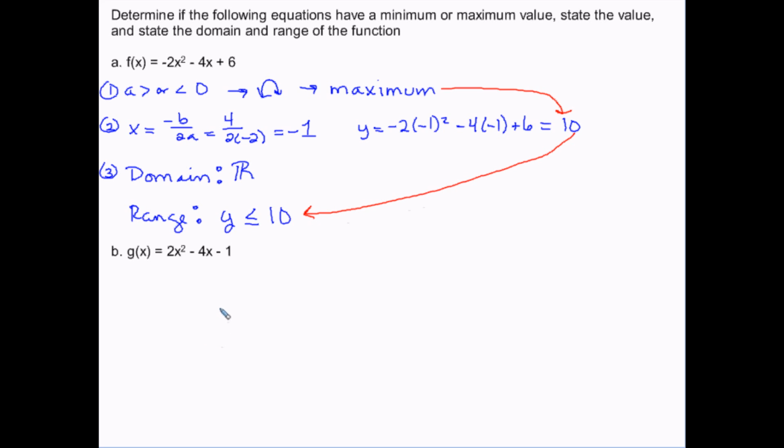Okay, your minimum or your maximum determine your range. So let's do the next one. Again, our first step is a greater than or less than 0. A is greater than 0. So we're going to open upward. So we're going to have a minimum.